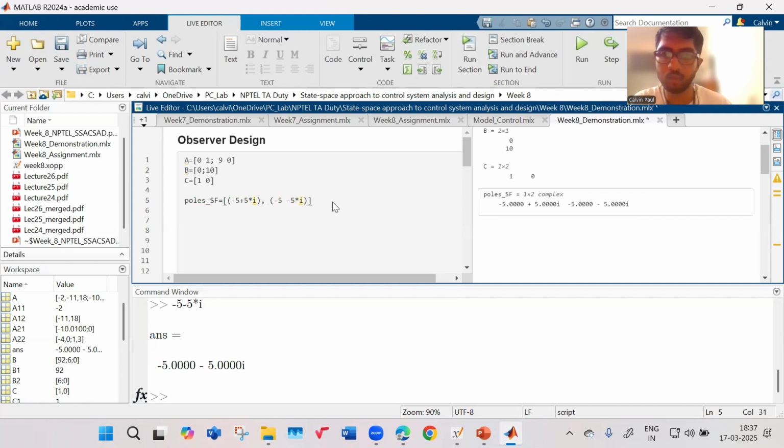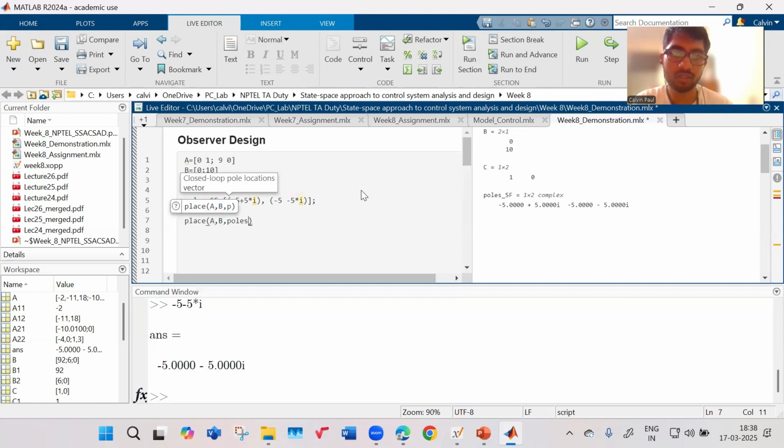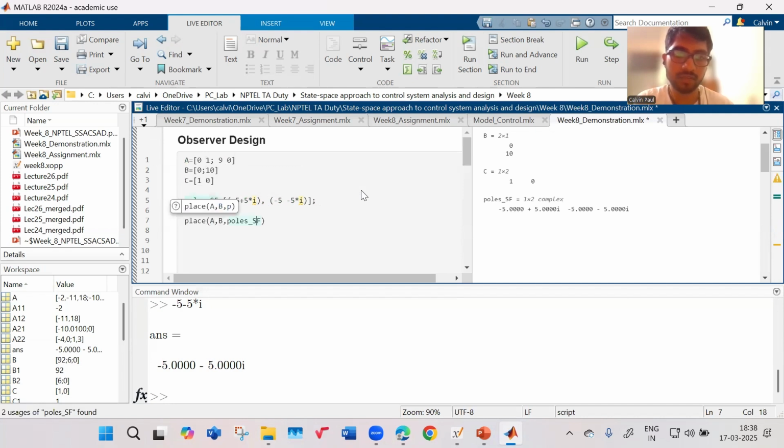So these are the poles: -5 plus 5i and -5 minus 5i. If you observe, they are complex conjugates of each other and the real part is negative, so they are stable poles. Now if you want to place them, we can do place A, comma B, comma poles, state feedback. And this is our vector K which we want. Again vector K. So we'll run it.